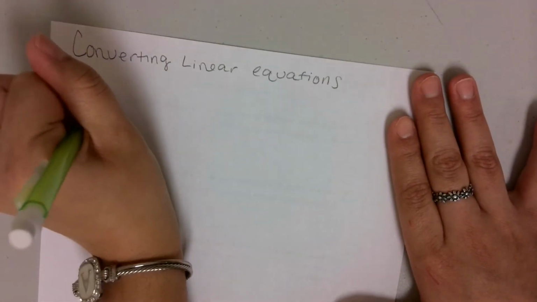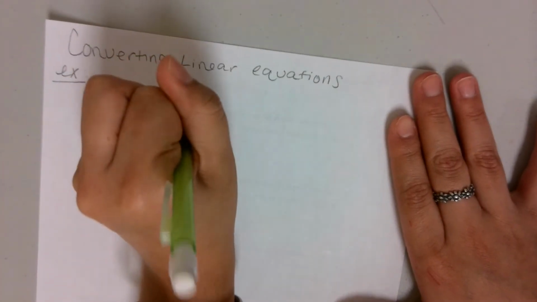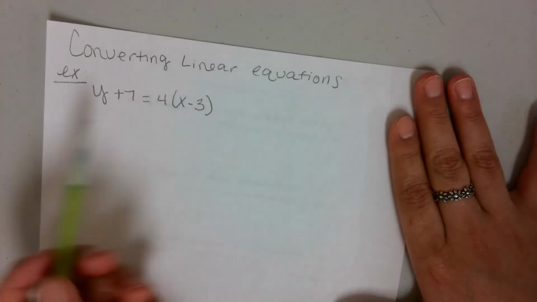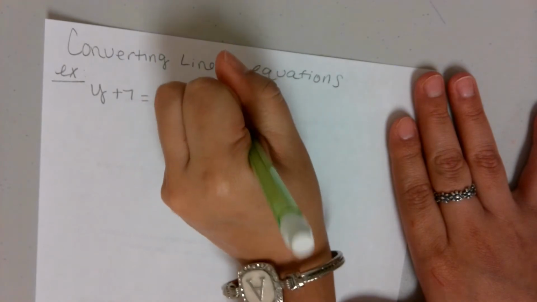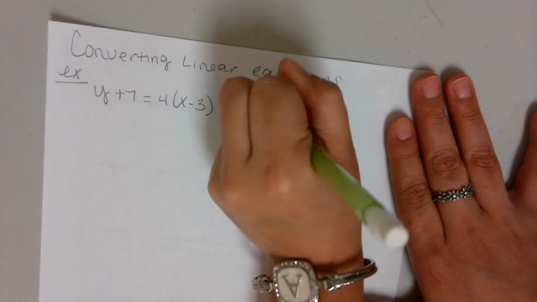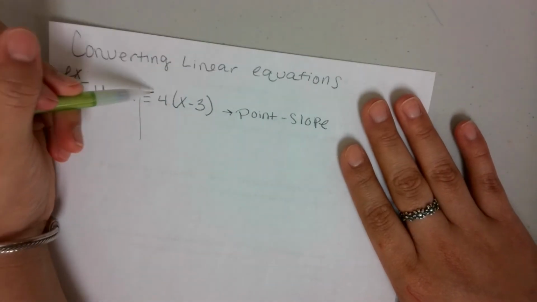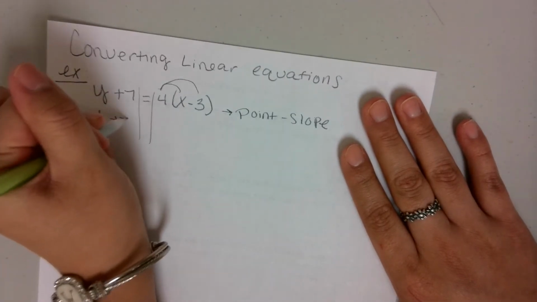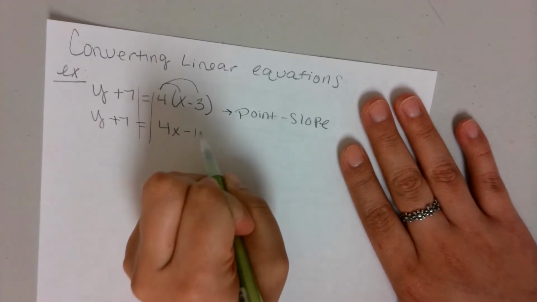Let's say that we have the equation y plus 7 equals 4 parentheses x minus 3. Well, first we need to identify what form this is in. The parentheses kind of give it away. So we are starting off in point slope form. So I'm going to write that down. And then I'm going to just practice what we've been practicing. So I'm going to distribute that 4. So I have y plus 7 equals 4x minus 12.